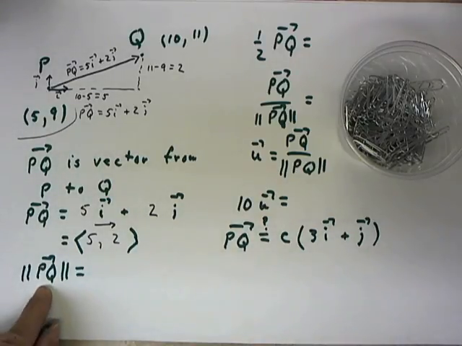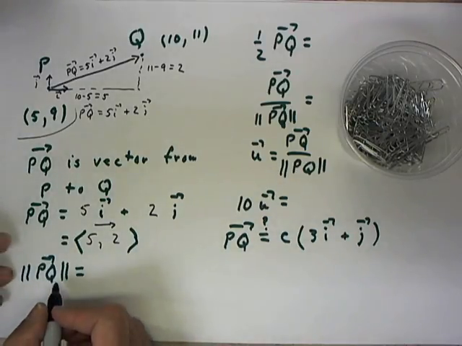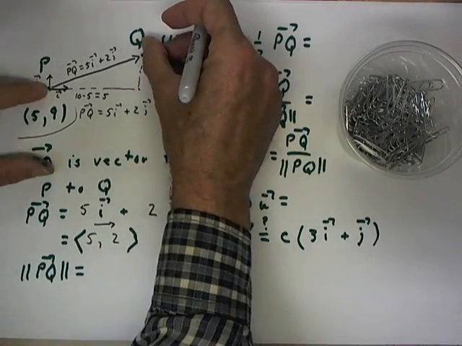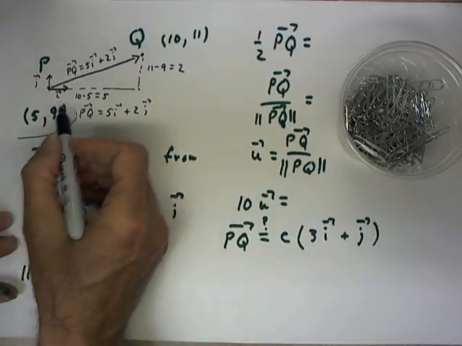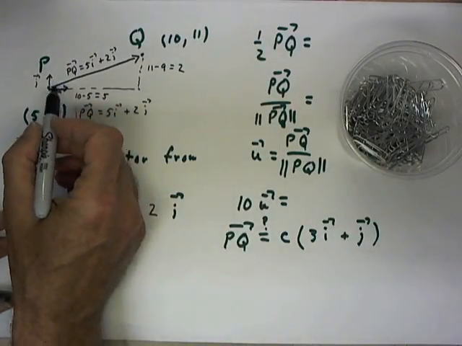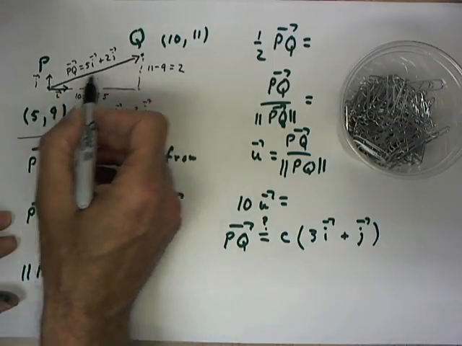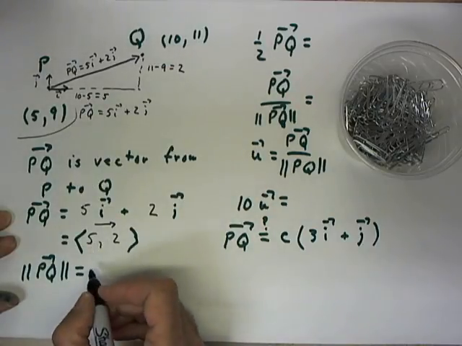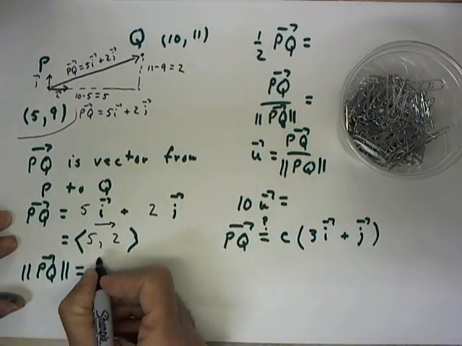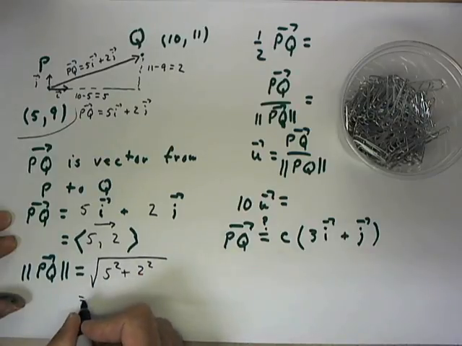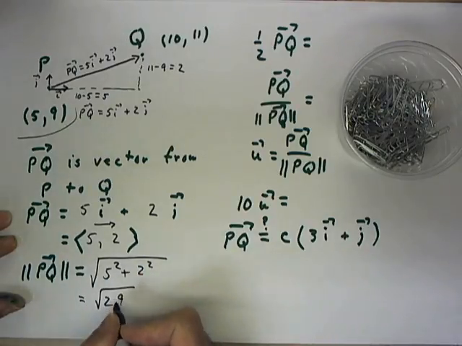Now we ask, what's the magnitude of PQ? What do we mean by the magnitude of PQ? We mean, how long is it? Well, how far is it from the point 5, 9 to the point 10, 11? We can apply the Pythagorean theorem. We have a right triangle with sides 5 and 2, so that the hypotenuse of that right triangle is the square root of 5 squared plus 2 squared, which is the square root of 29.